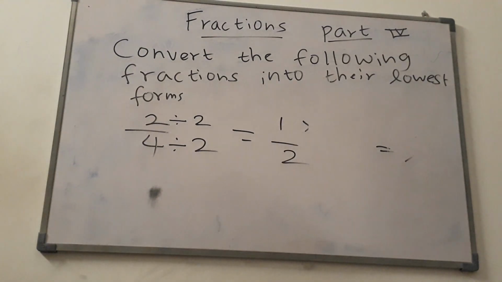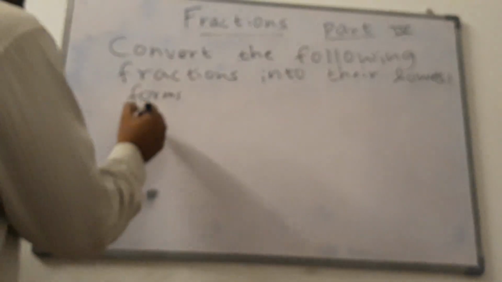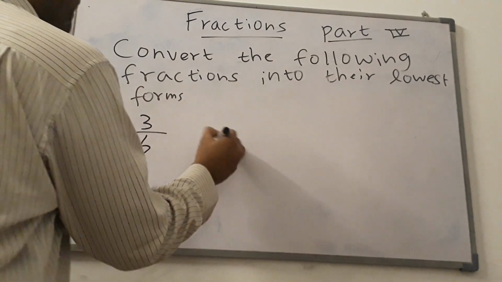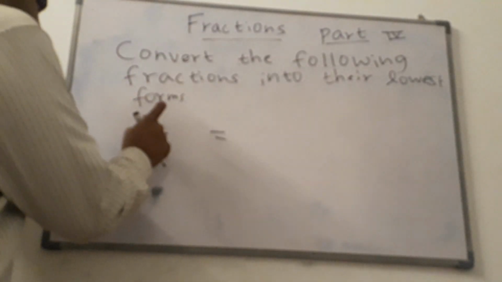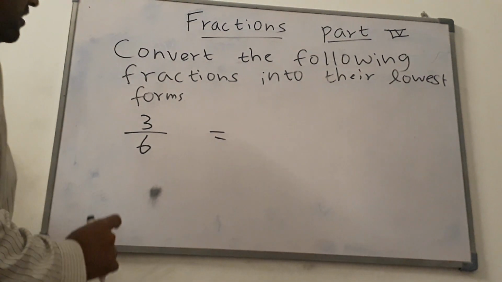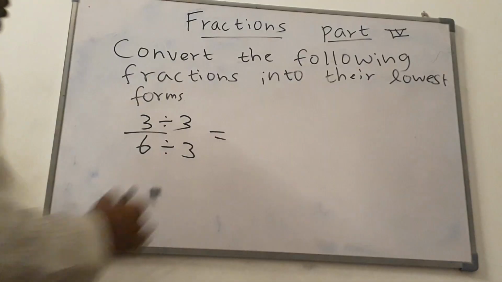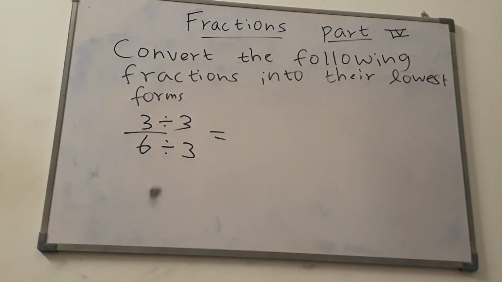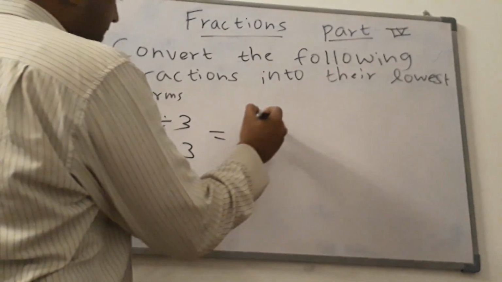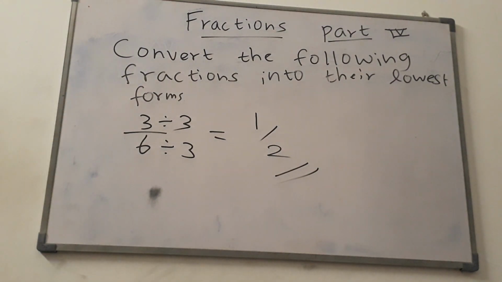Same as suppose a figure like 3/6. 3 itself is a factor of 3 and 6 is also divisible by 3. So 3 is a factor of not only 3 but also 6. So we can divide both numerator and denominator by 3. So the lowest form out of the equivalent fractions of 3/6 is 3 divided by 3 is 1, 6 divided by 3 is 2. So half is the lowest term of 3/6 as well.